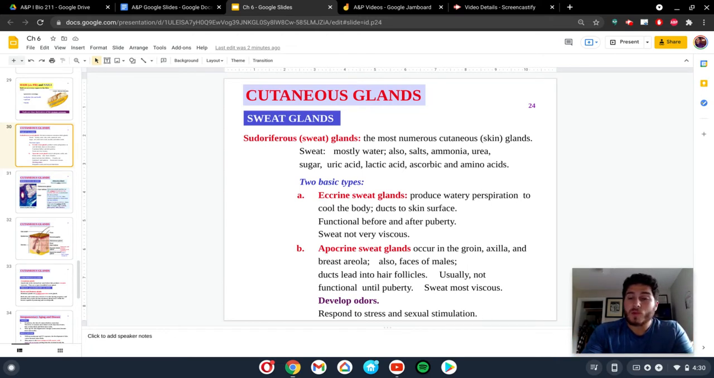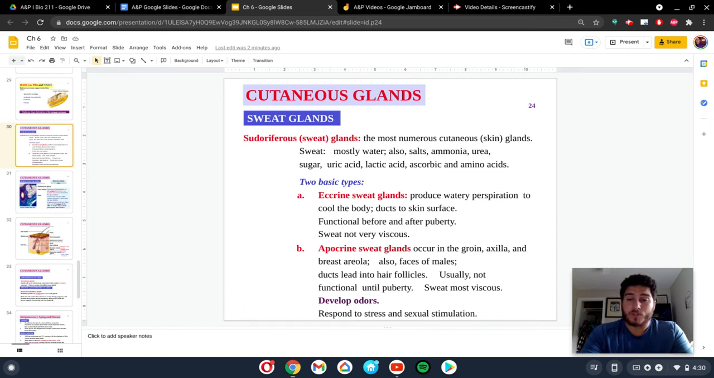We have the eccrine sweat glands, and we have the apocrine sweat glands. So, eccrine sweat glands, these are the ones that you typically think about when perspiring. These are very watery, and they're located all throughout the body. So when you get hot and your body sweats to cool you down, these are the glands we're talking about. They're functional before and after puberty, so these are the ones that are numerous. They're all over the body and typically what you think about.